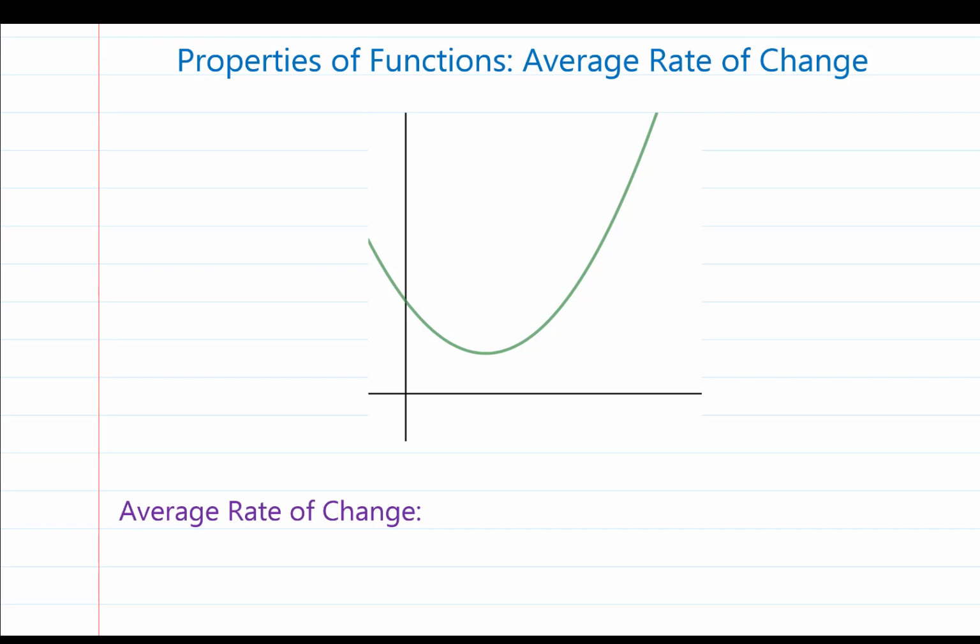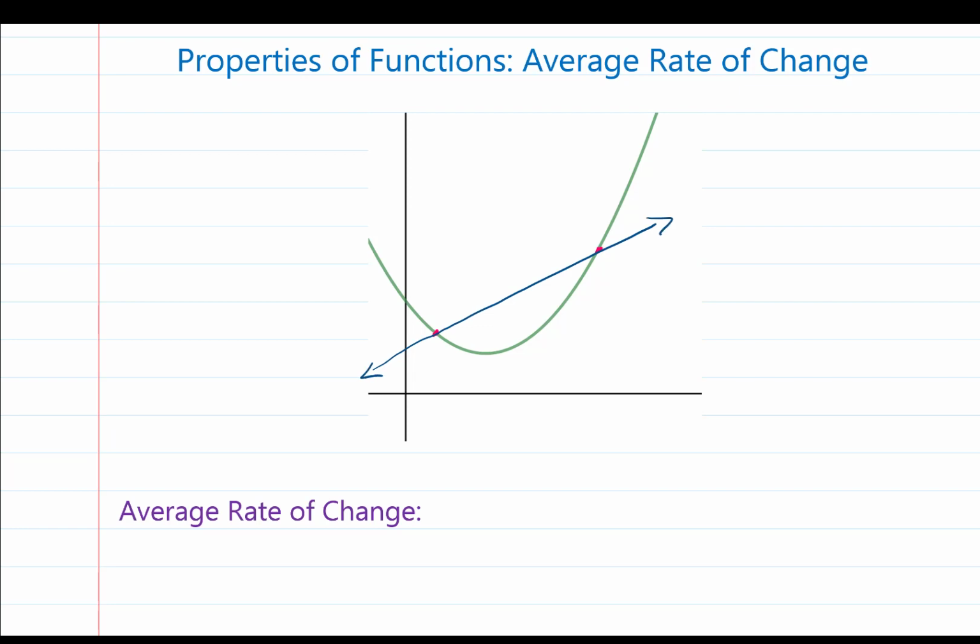Welcome back, mathematicians. In this video, we are going to look at another property of functions, the average rate of change. So what we're trying to find is the average rate of change from some point on your graph to another point on your graph of a function. In order to do this, what we will find is the slope of the line containing these 2 points.